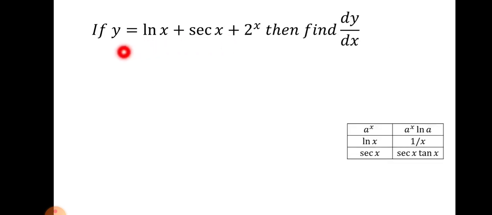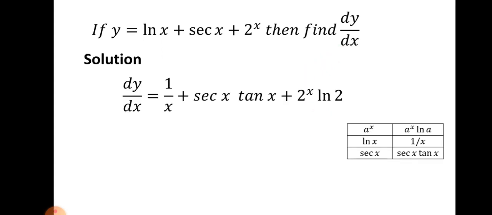Here we have y equals ln x plus sec x plus 2 to the power x. Find dy dx. According to this table, y prime, or we can say dy dx, the derivative of ln x is 1 over x according to the rule here, and the derivative of sec x is sec x tan x. For 2 to the power x, its derivative according to this rule here is 2 to the power x ln 2.